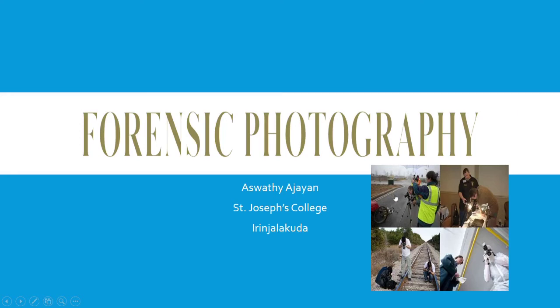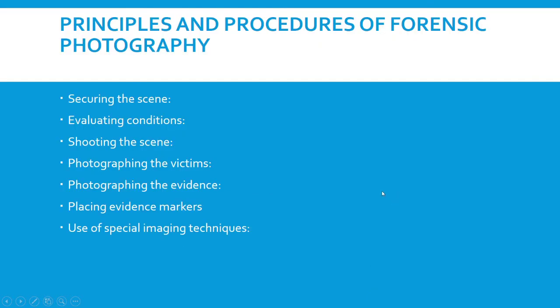In this session we are going to discuss the principles and procedures of forensic photography. In this slide you can see the principles and procedures of forensic photography, and there are certain rules to be followed to obtain proper photographs of the crime scene. First, securing the crime scene and evaluating the conditions; then shooting the scene, photographing the evidence, placing the evidence markers, and use of special imaging techniques.